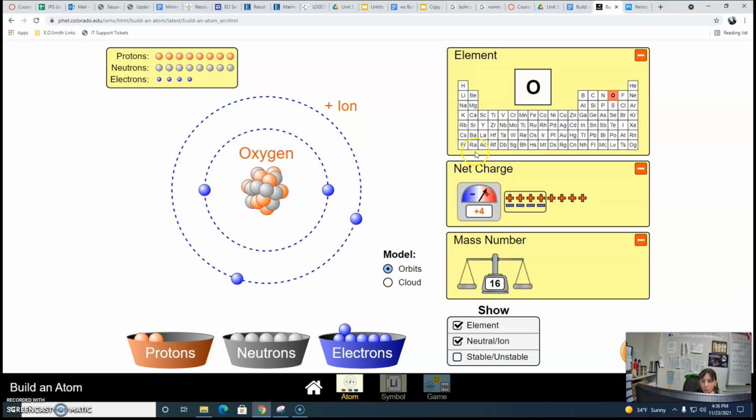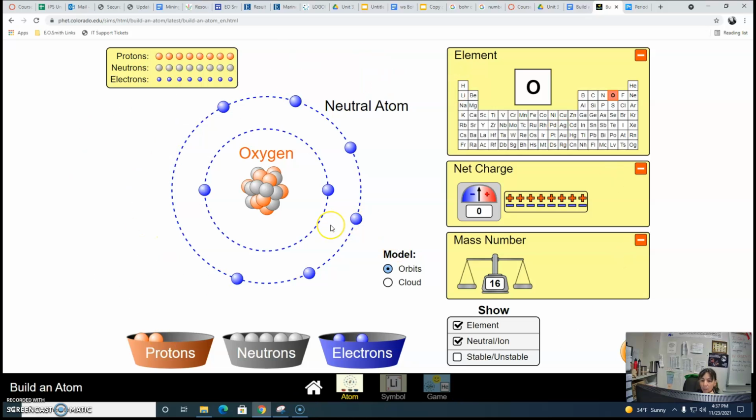Now, as I'm doing this, watch what happens to this net charge. This net charge right here is showing me that I have all these pluses, all these protons, 8 of them, in the nucleus. And watch what happens as I keep adding electrons, it keeps balancing them out. It adds those negative charges. I'm going to do that until all of the pluses, all of the protons, are perfectly balanced by my electrons, which is what I have right now. And you can see that this is giving me a net charge of 0, which is what I want.